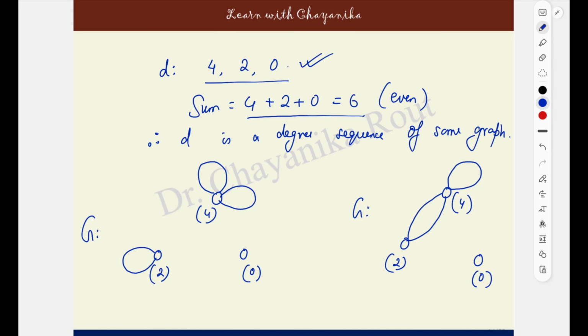Now see, both the graphs that I have drawn, I have taken the help of loops or multiple edges. Now can I draw a graph with this degree sequence without taking the help of loops and multiple edges? That is, can I draw a simple graph with this sequence D as its degree sequence? Now the answer is no. It is not possible to draw a simple graph having 4, 2, 0 as its degree sequence.